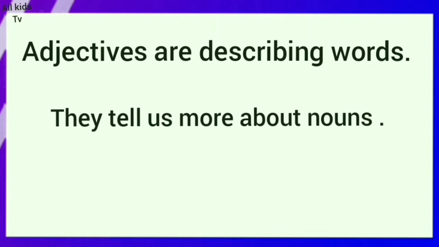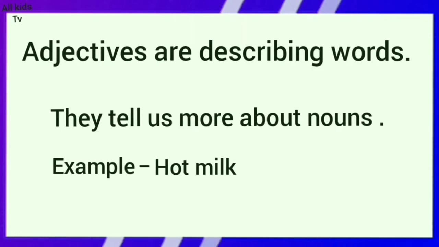Adjectives are describing words. They tell us more about nouns. Means adjectives are the words that describe nouns. For example, hot milk. Here milk is the noun and hot is the adjective because here hot tells us about the temperature of the milk.